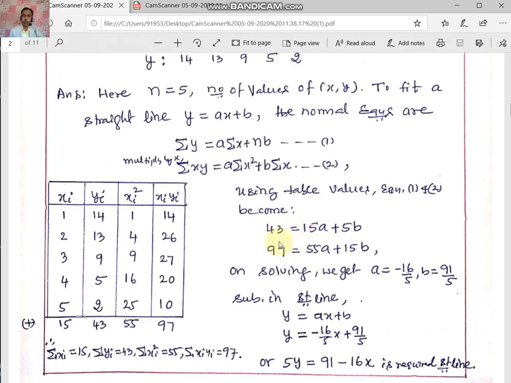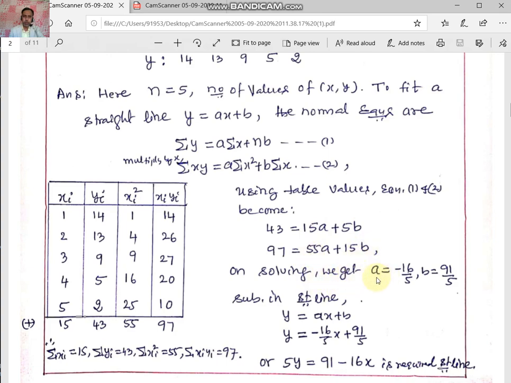The normal equations will become: sigma y, that is 43, equals 15a plus nb. Sigma x is 15, n is 5, so 5b. Similarly, the second equation: sigma xy is 97, so 97 equals 55a plus 15b, where 55 is the sigma x square value and sigma x is 15. Solve these two equations for a and b.